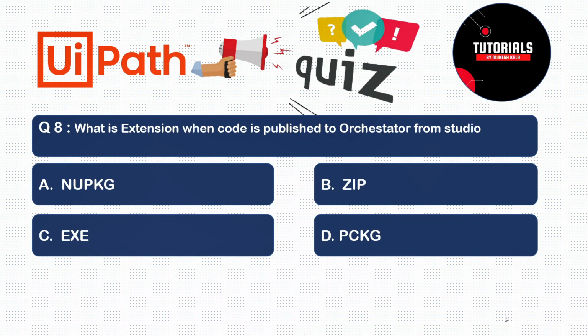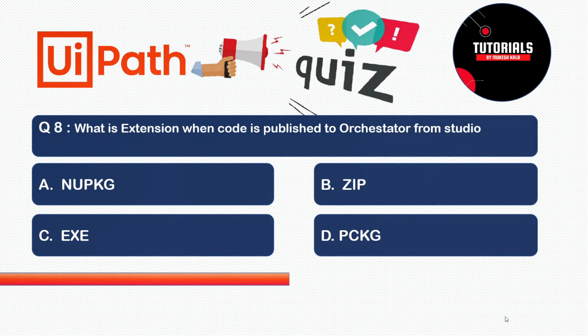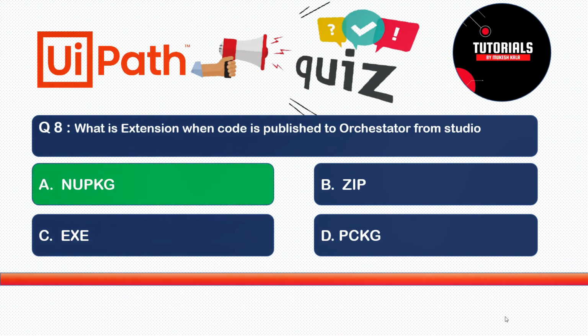The next question is, what is the extension when the code is published to the Orchestrator from Studio? So I have done the development and I hit publish. When the code goes to the Orchestrator, in what format is it? NuGet, zip, exe, or .pckg, right? What format is published to the Orchestrator? And the correct answer is NUPKG, also known as the NuGet package. So whenever we publish, we are sending a NuGet package to the Orchestrator.